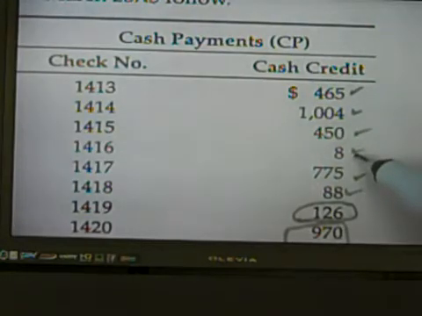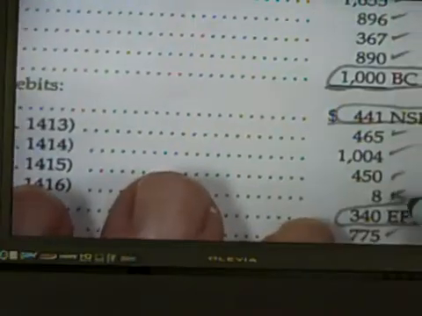We're showing that we wrote a check for $8. Did it clear the bank? Yes, it's cleared the bank. There it is. Okay, let's check our other checks.